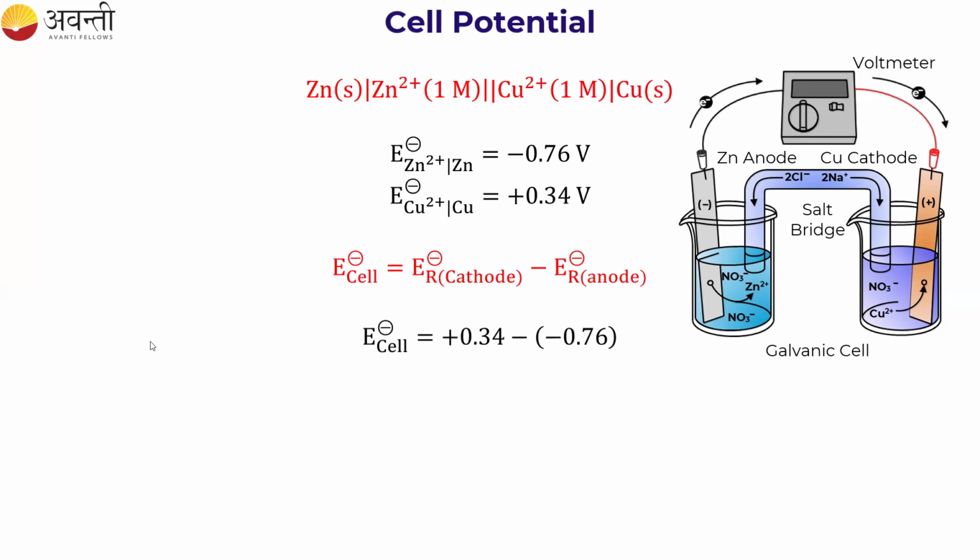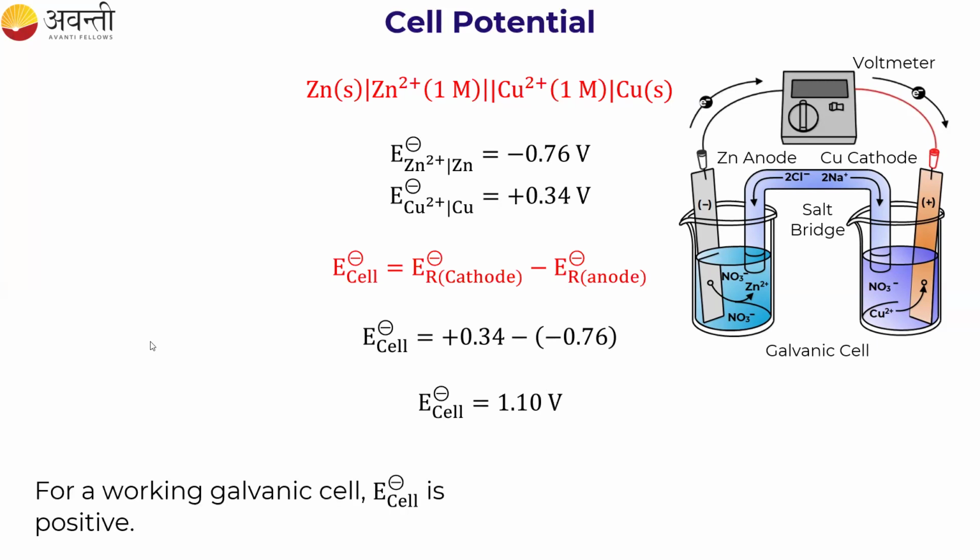But here I have reversed the reduction potential, right? So you can just substitute the values as such. If you add these two, you will get 1.10 volt for this galvanic cell. So for the working of a galvanic cell, E naught cell is positive. It is plus 1.1 volt. It is positive.